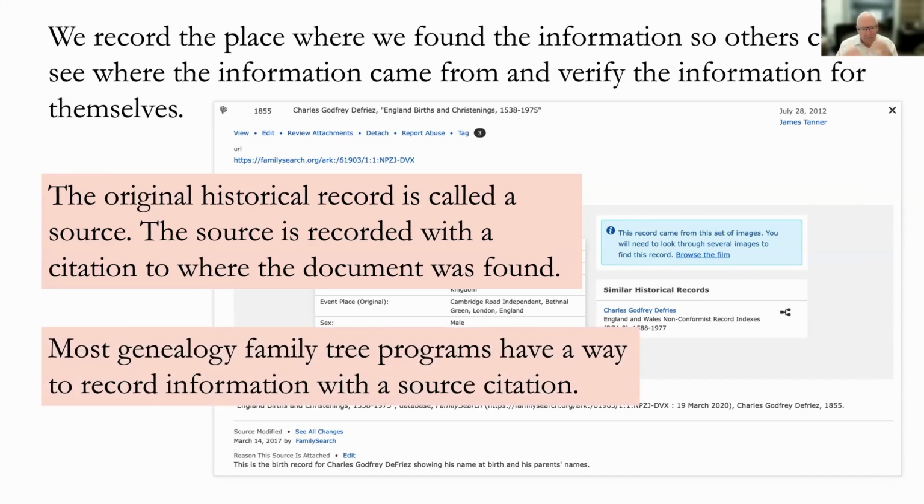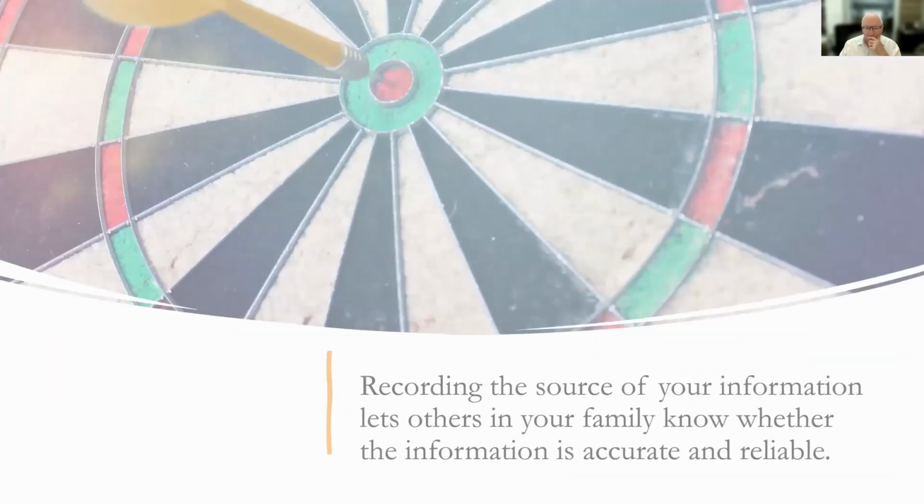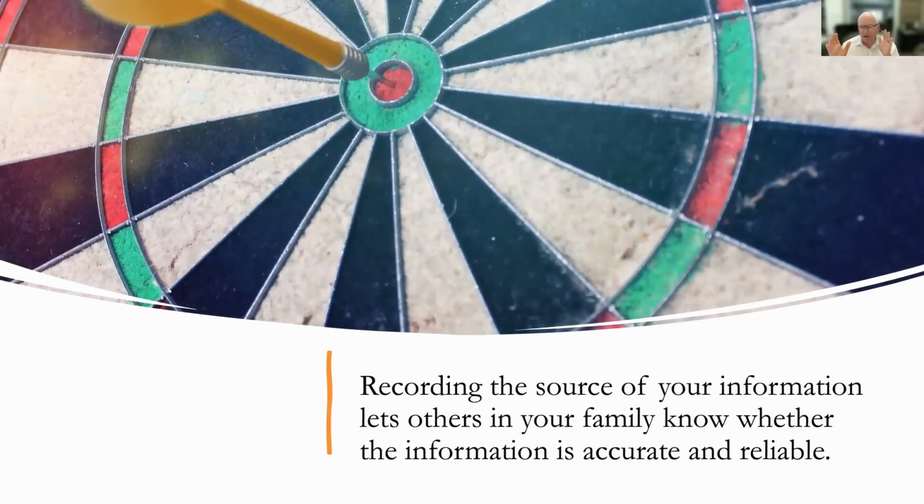So most of the family tree programs have a standard way of recording information with a source citation. So you record the source of your information. When you do this, your information lets others in the family know whether the information is accurate and reliable.